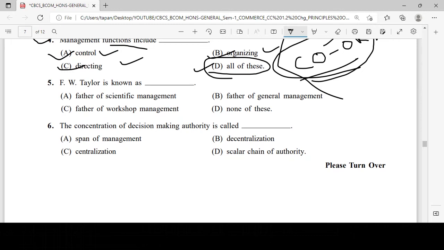Now come to question 5. F.W. Taylor is known as the father of scientific management. You have to remember it.